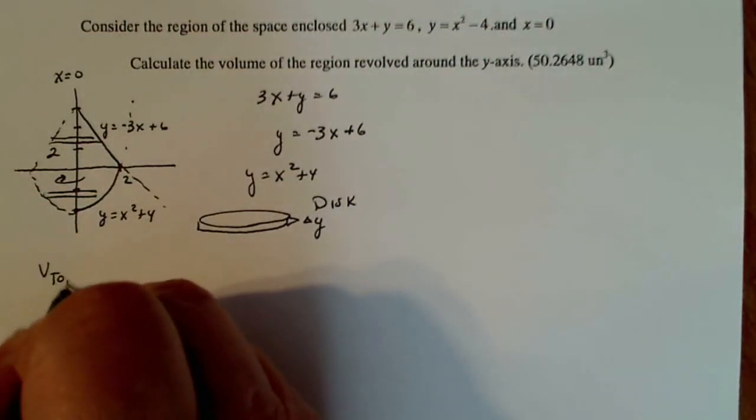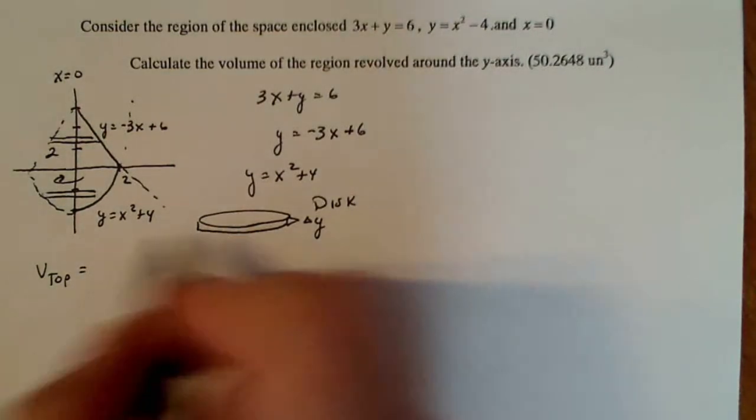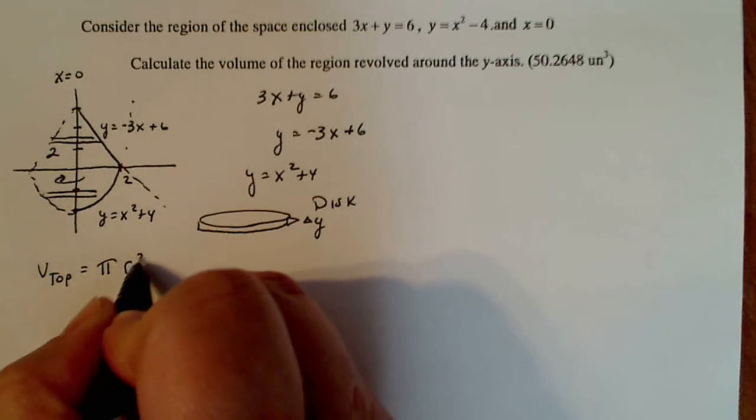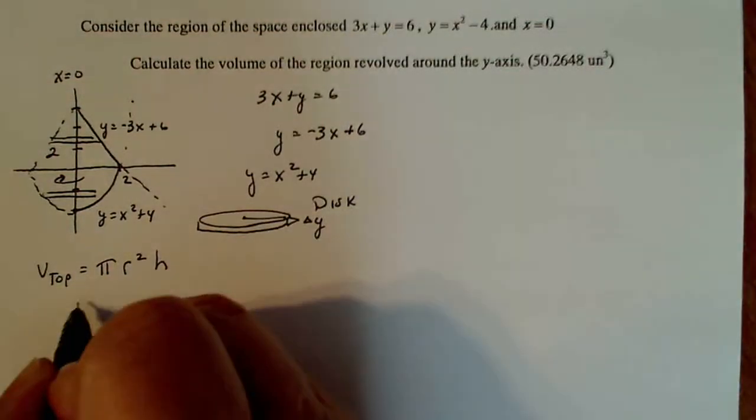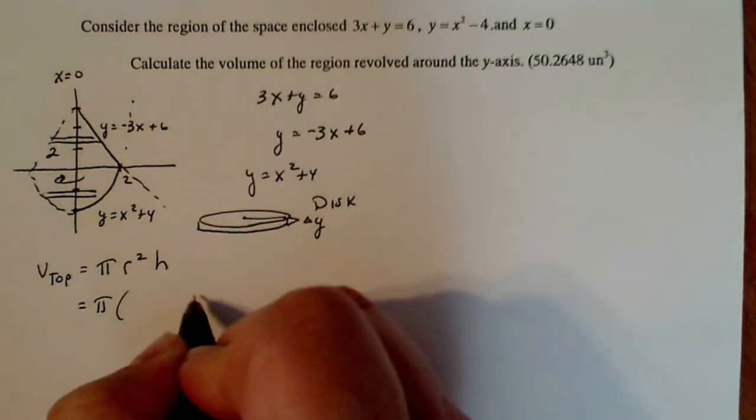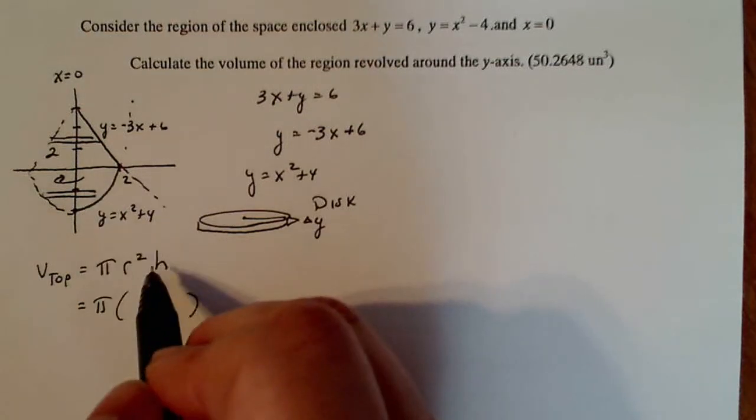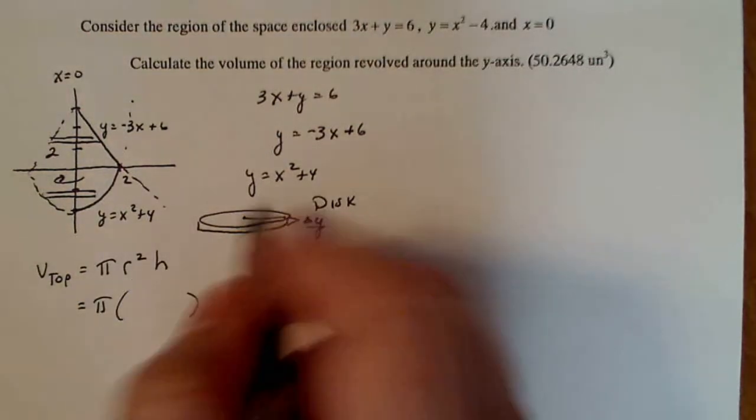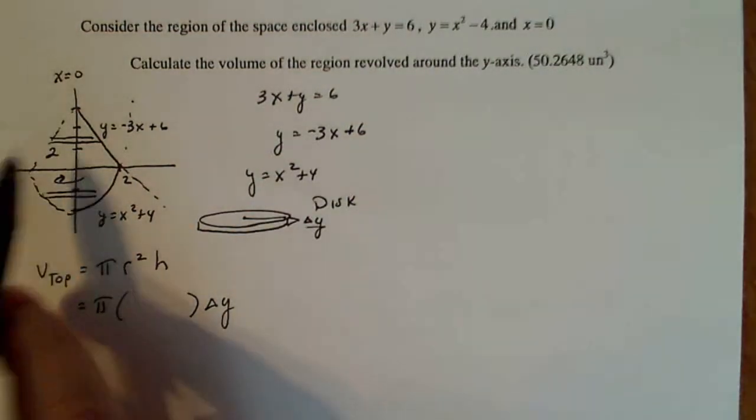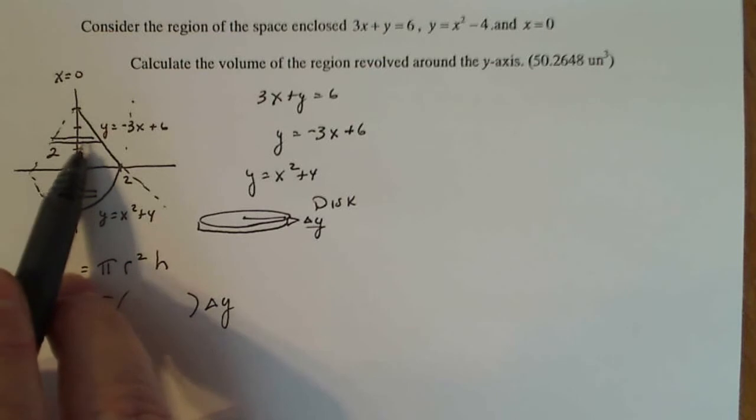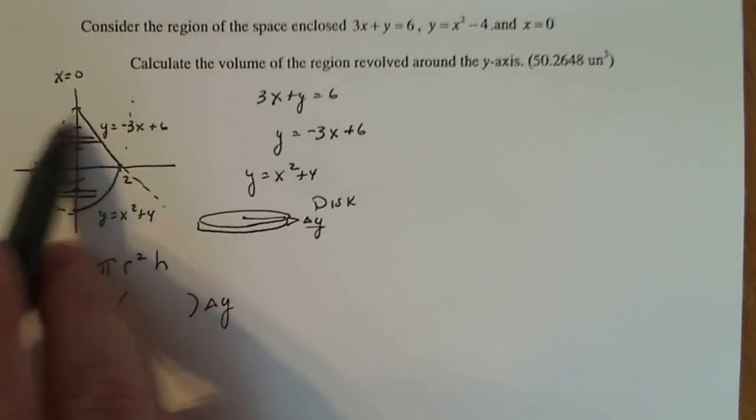So we talk about the volume of the top slice. The volume of anything that looks like a disc is going to be pi r squared h, h being the height, r being the radius. So right now we need to describe r, the radius of this thing, in terms of y, because that's what our height is. That's what our variable is. So how can I describe the radius of my disk, no matter where it is on the top, based on this graph?